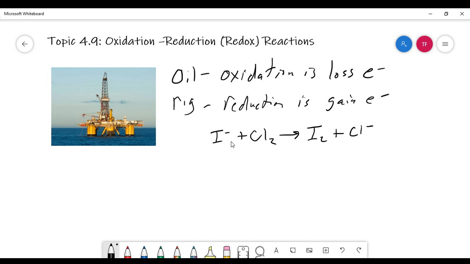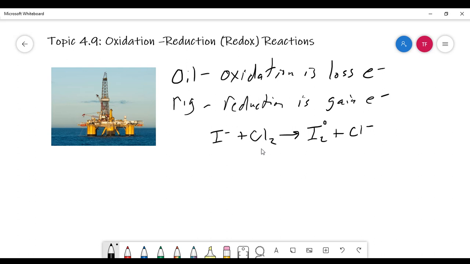So first, let's identify which element is being oxidized. Oxidation is loss. Let's look at the iodide. It has a negative charge here. On the product side, what charge does an element have? Remember, elements are always neutral, so this has zero charge. It went from a negative ion to zero charge. That means the iodide must have lost electrons, because electrons are negative. If you throw a negative off of this iodide, it becomes neutral. So the iodide ion is being oxidized.